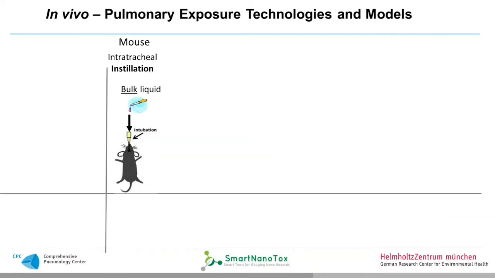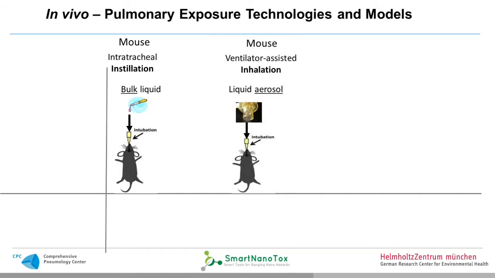So in order to explore these issues, we have used the nanomaterials from SmartNanoTox and applied them in different ways to animal models and cell models. The most data we have is for intratracheal instillation, where you go directly into the lung, no aerosol, just instill directly into the lung. Then we have an intermediate approach with inhalation.